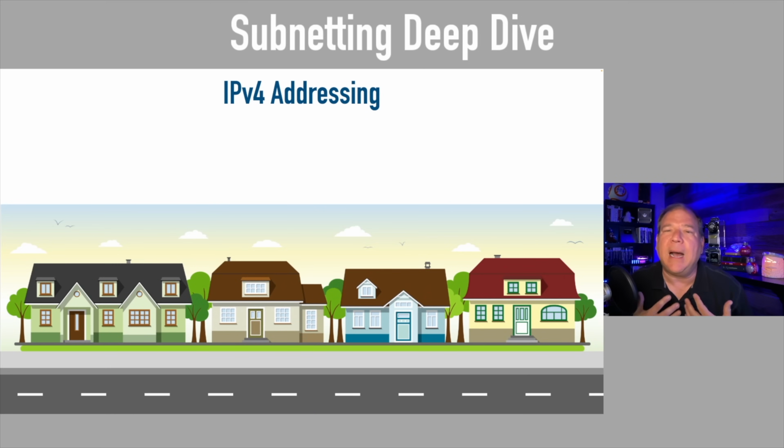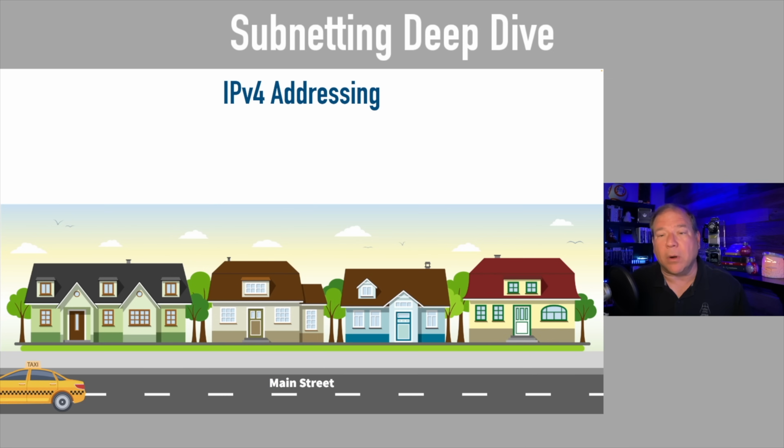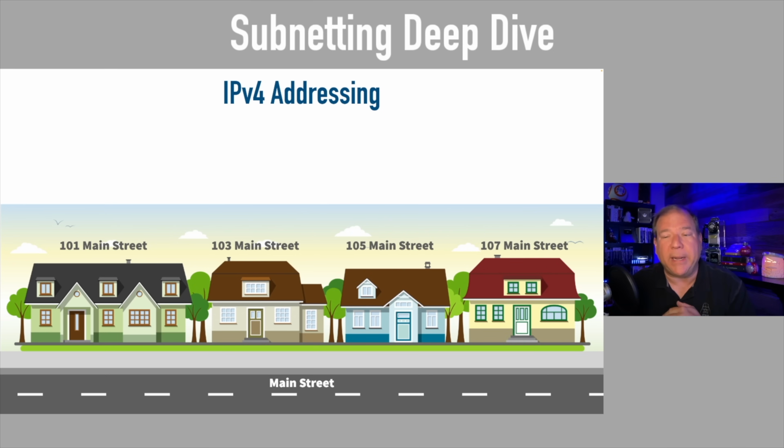When we talk about an IP version 4 address on a network, the metaphor I often give my students is it's a lot like a street. Let's say that we have Main Street and we have some houses on Main Street. These houses each have their own house number. We might have, for example, 101 Main Street, 103, 105, 107. You see, they all have the street in common. They're all on Main Street, but they have a unique house number.